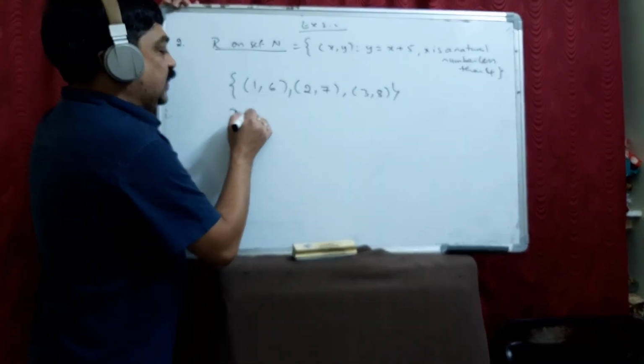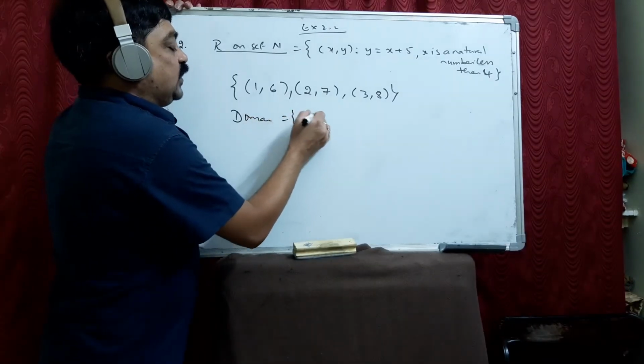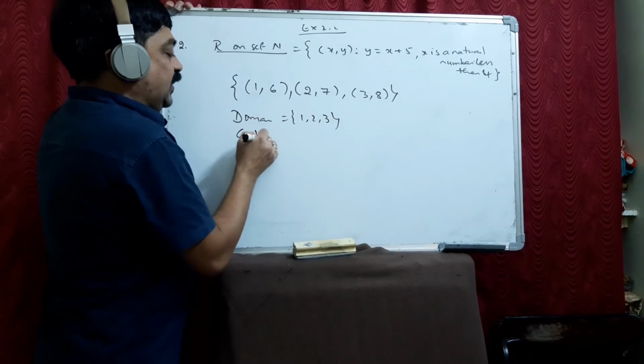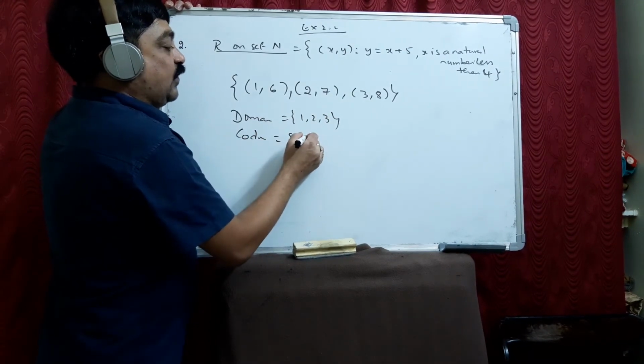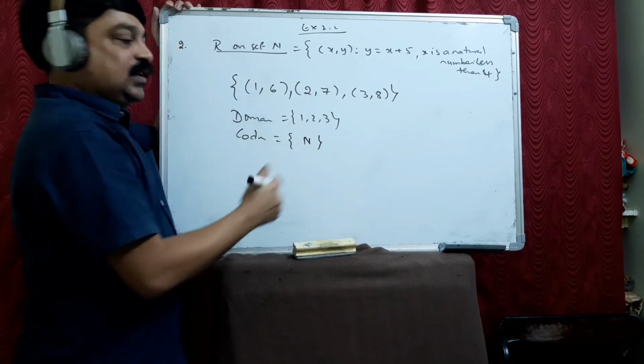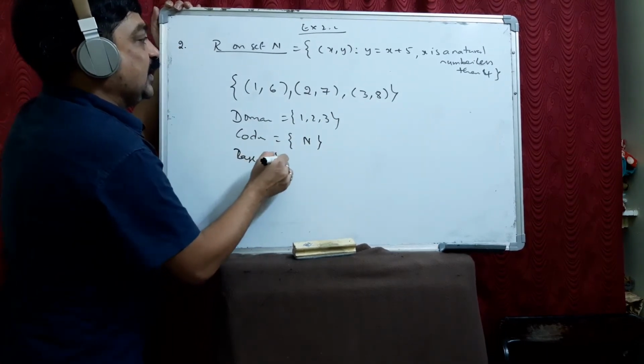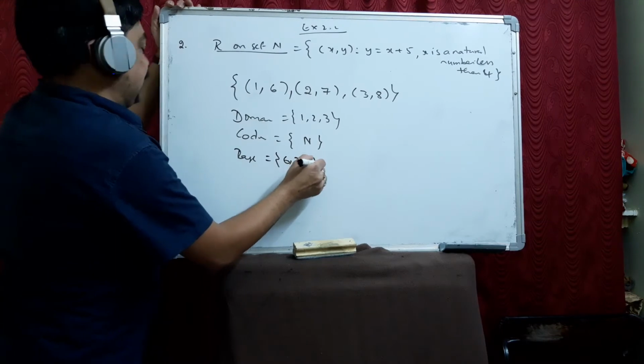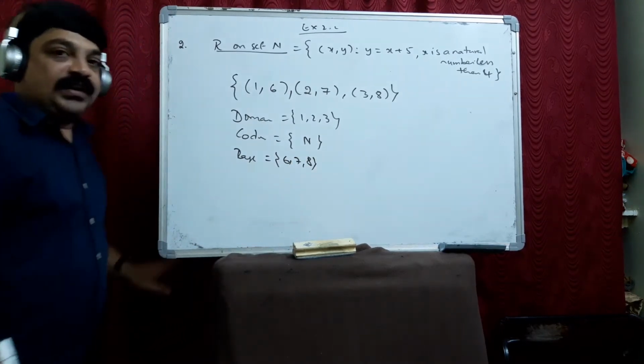So what is the domain here? Domain is 1, 2, 3. Codomain is the set of natural numbers, all natural numbers. And the range is 6, 7, 8. Okay? Right.